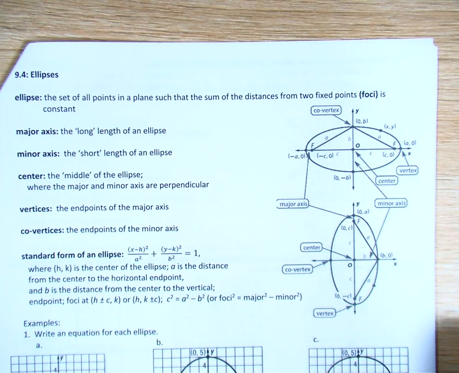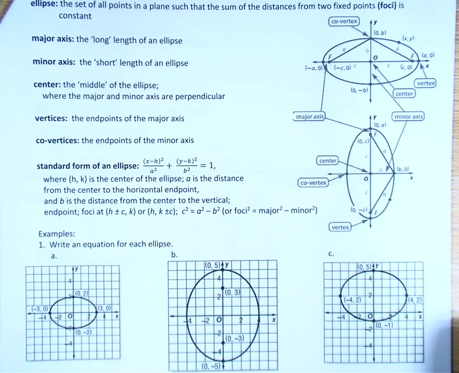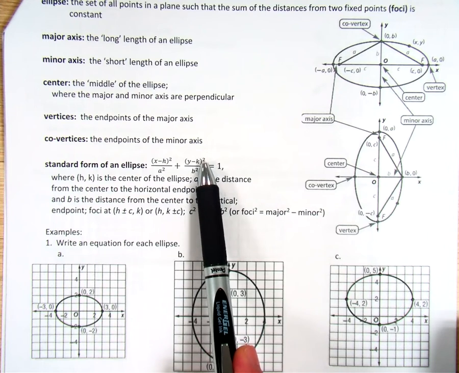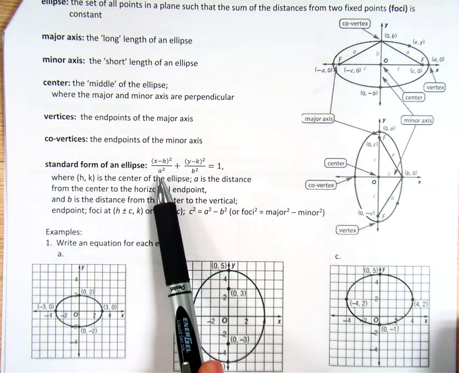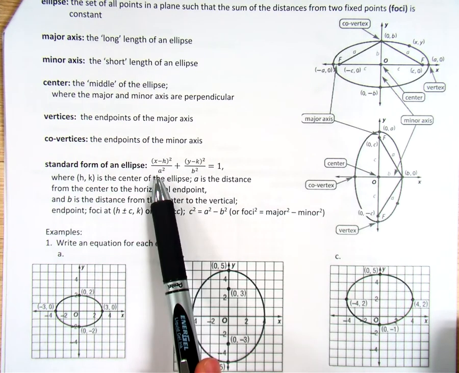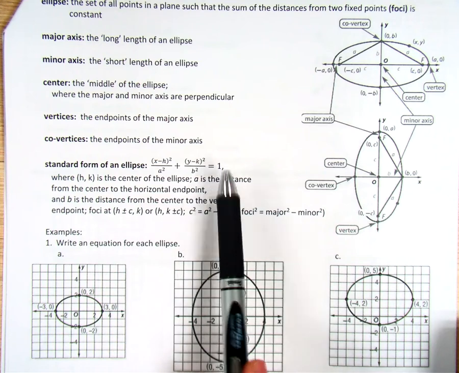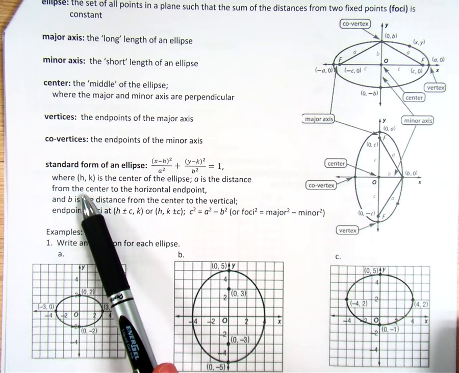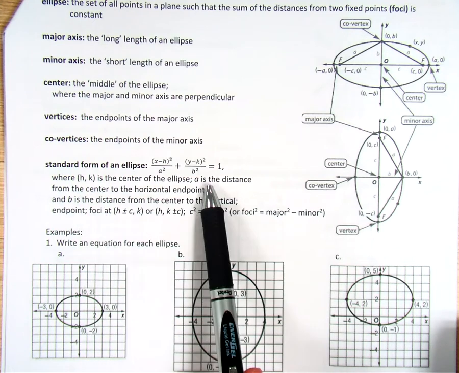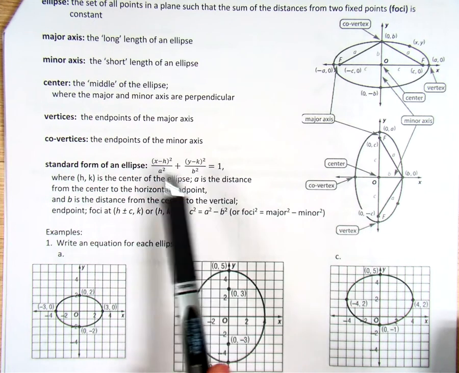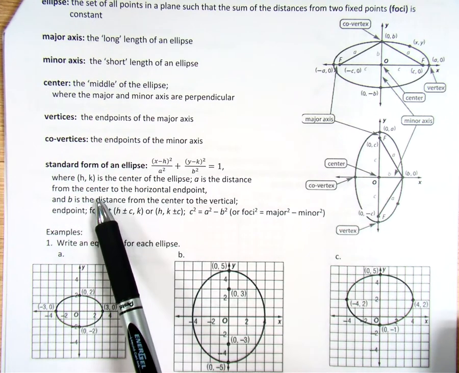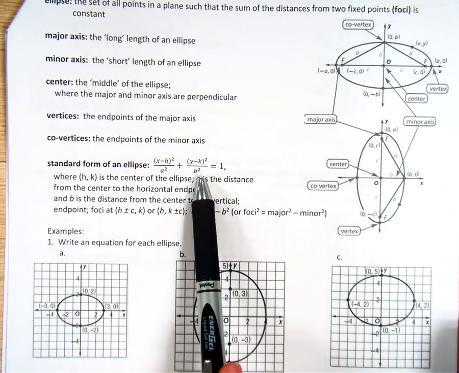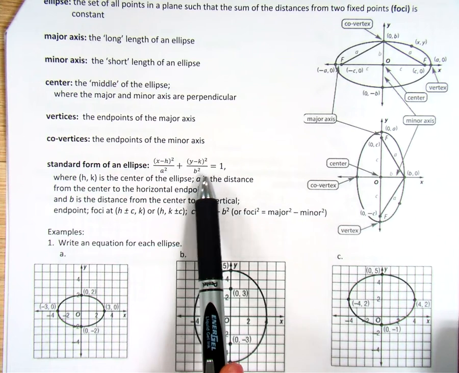Okay, our standard form of an ellipse looks very similar to a circle. We've got x minus h squared, y minus k squared. We have this a squared underneath the x's, b squared underneath the y's, and we are adding these up to equal 1. H and k is your center, just like for a circle. A is the distance from the center to the horizontal endpoint, and then we square that. B is the distance from the center to the vertical endpoint, and we square that.